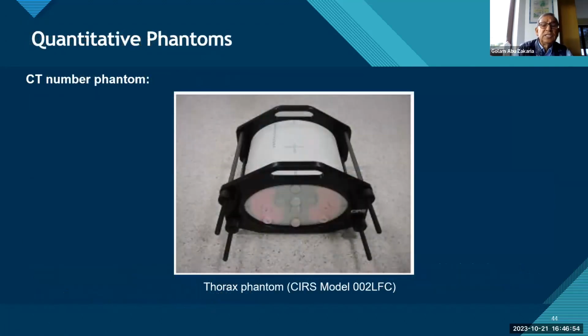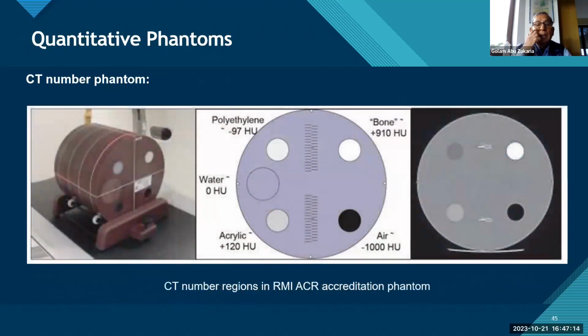And here is the CT numbers phantom. Everybody knows this phantom, the Sears phantom. There are many holes with different tissues and different materials, and you just calibrate your CT machine with that type of phantom. Here you see also the RMI ACR accreditation phantom, and this can also be used at the beginning by the vendor's engineer for calibration of all the organs and different tissues.